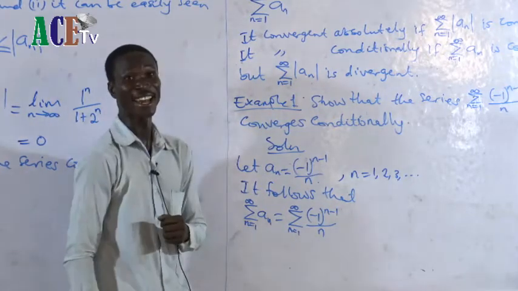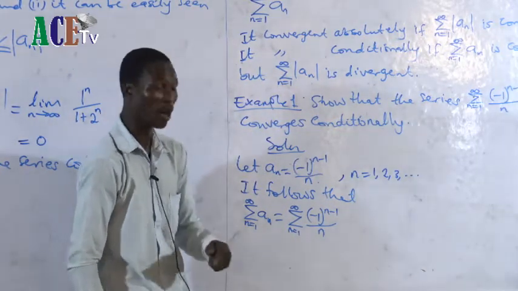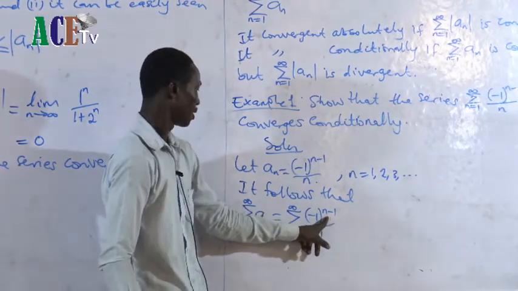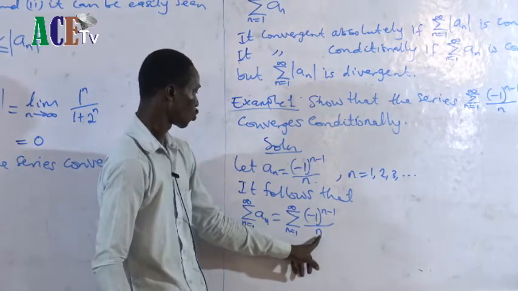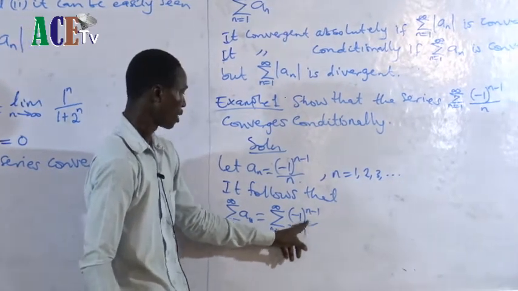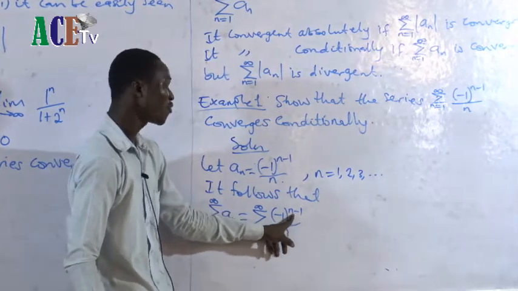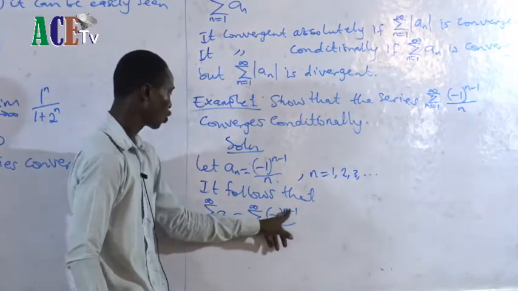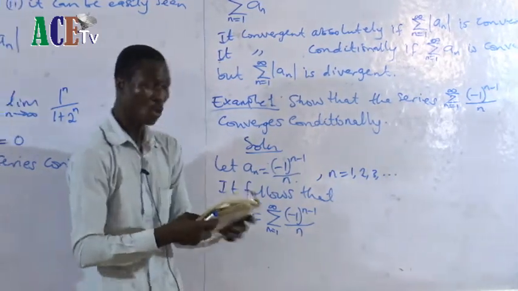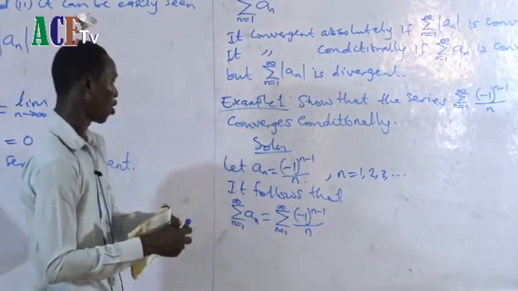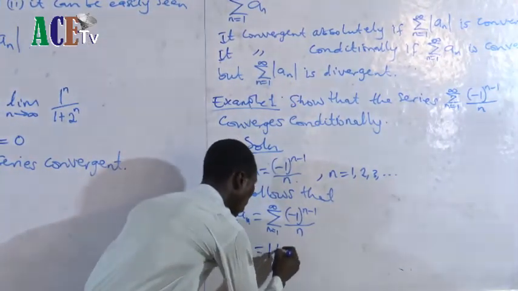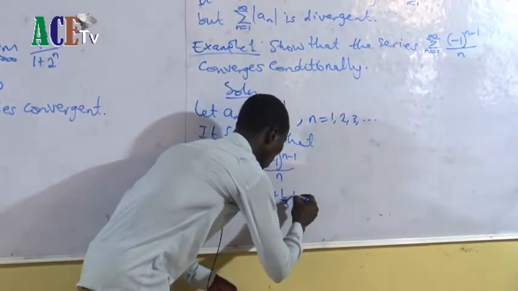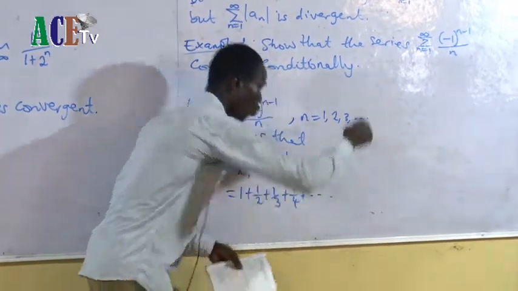Plus, if my n is 1, it's 2 now. This, 2 minus 1. If I have 2 minus 1, then it will give me 1 over 2. Minus 1 raised to power 1 over 2. So if I do all the sum, it will not give me this: 1 plus 1 over 2 plus 1 over 3 plus 1 over 4 and so on and so forth.